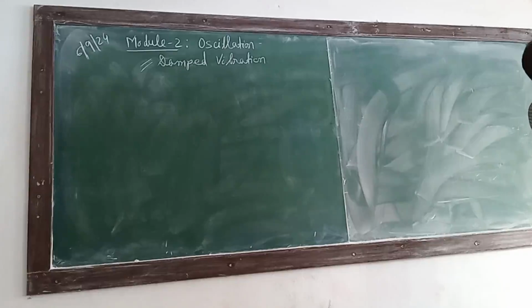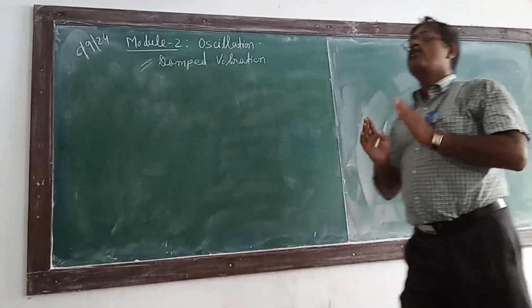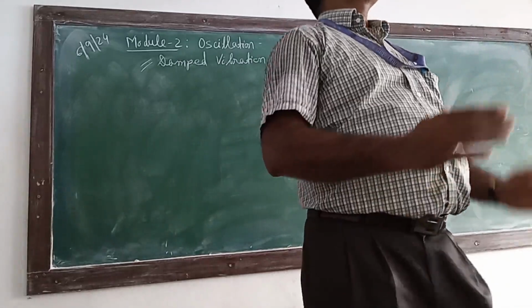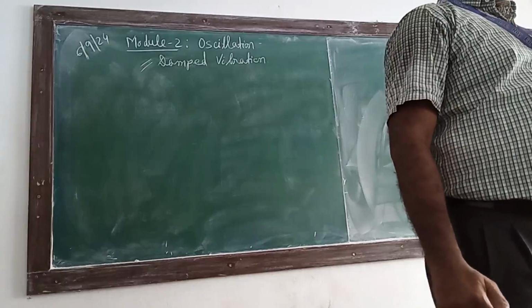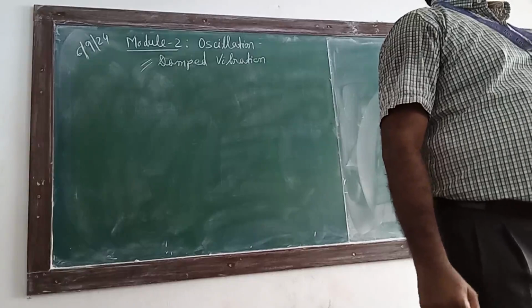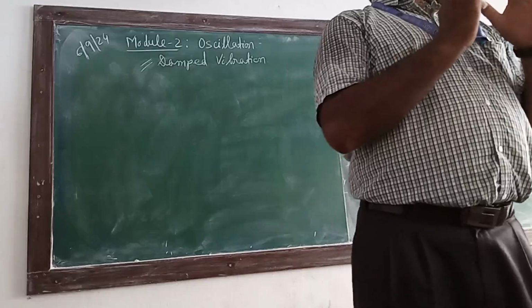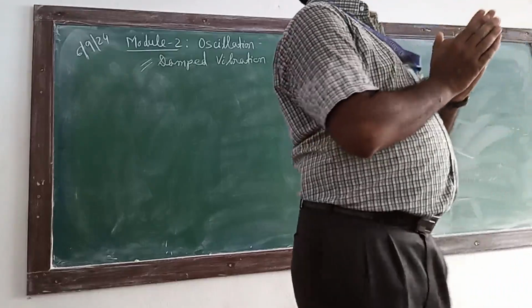Also, at the point of suspension, there is a frictional force, due to which again the amplitude decreases. And also the thread. Because of the thread, the amplitude also decreases. So these are the frictional forces that resist the simple harmonic motion. This is called the damping force. Due to the damping force, what happens? The amplitude of the vibration decreases and ultimately stops. That is known as the damped vibration.